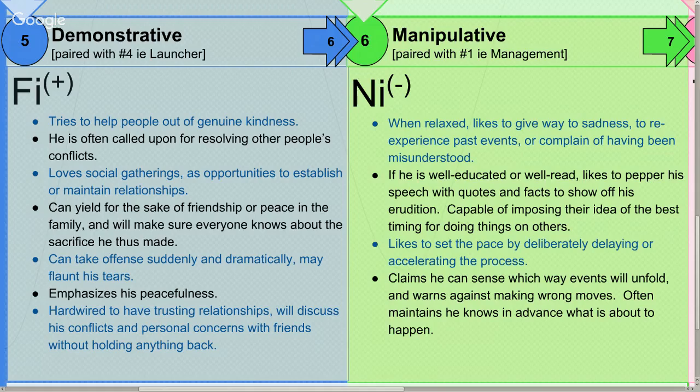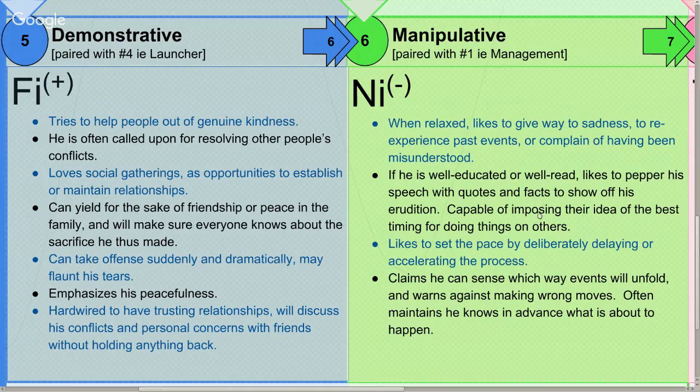Capable of imposing their idea of the best timing for doing things on others. Maybe I don't know exactly what that means. Neither do I. Likes to set the pace by deliberately delaying or accelerating the process. Yes, I'm accelerating the process now. Claims he can sense which way events will unfold and warns against making. No, I've never claimed I can sense which way events will unfold. I occasionally will have something that I'll sometimes label a premonition because I kind of saw something and then it happened, but I'd never claim that I know. It seems to be a coincidence when that happens.